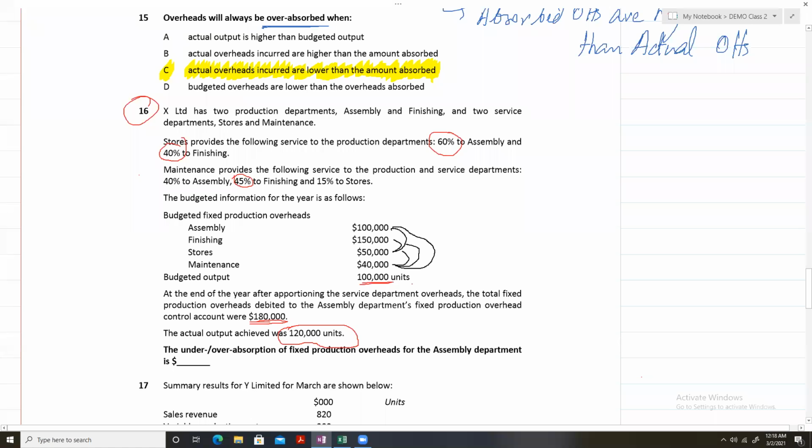How much is the amount of actual overheads? Think over it. Yes, very good answer. This is the amount of actual overheads, because this is the amount debited to the fixed production overhead control account. In ledger accounts, we take only the actual figures. So this is the actual amount of overhead incurred, $180,000.